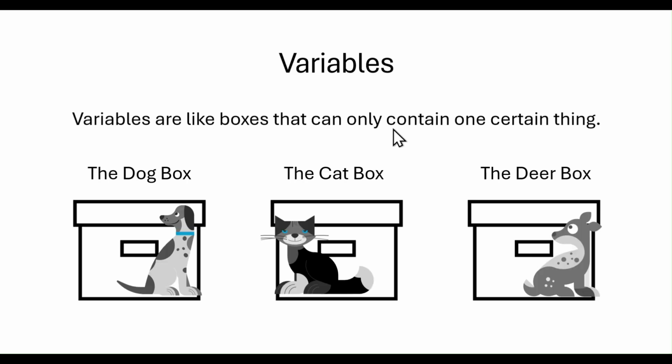Here you can see I have a few slides prepared, and this is what variables are. Variables are like boxes that can only contain one certain thing. Over here we have the dog box, and it contains only dogs, which is the type, and there's one dog. This one can only contain cats, and it can only contain one cat. This one can only contain deer, and it only has one deer. So the type is dog for this one, cat for this one, and deer for this one. It can only contain that type, and as you can see, it only has one as well.